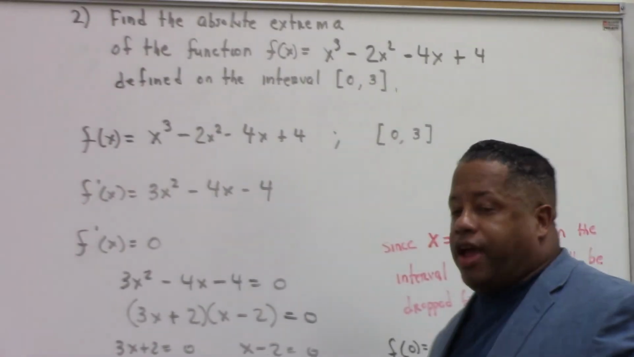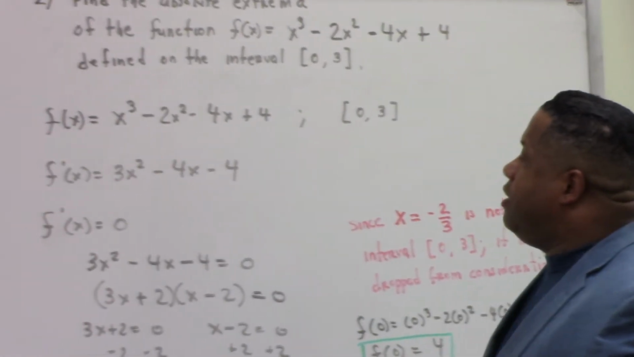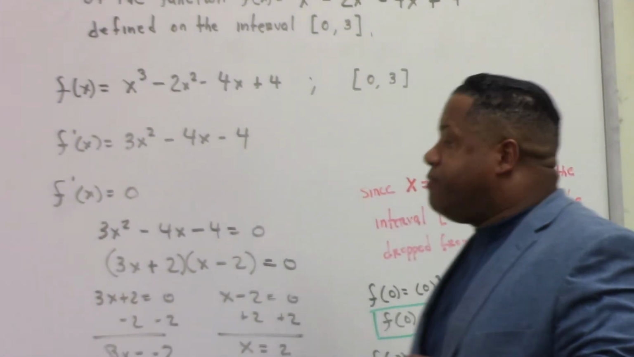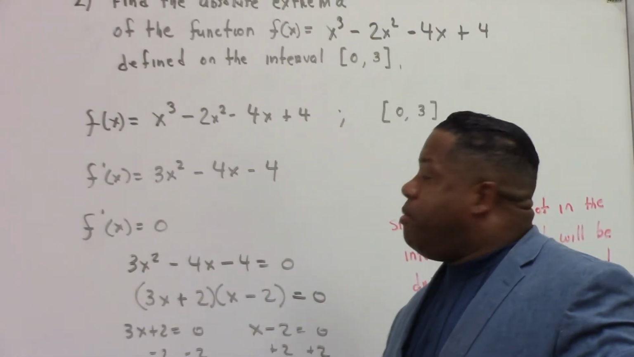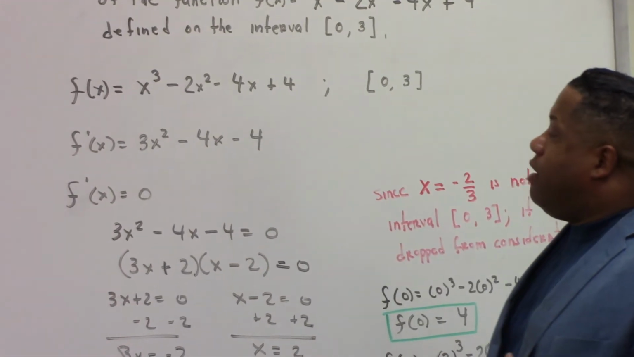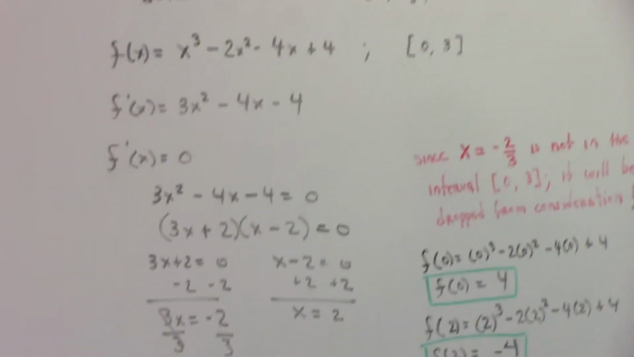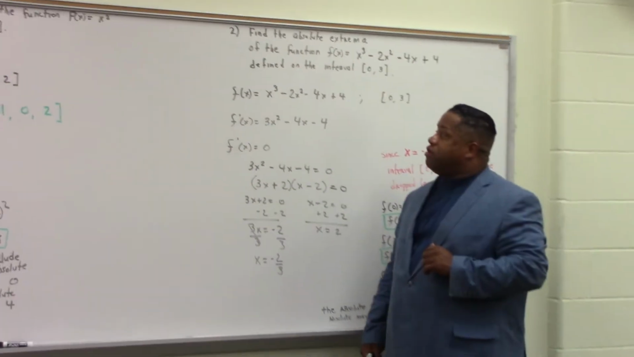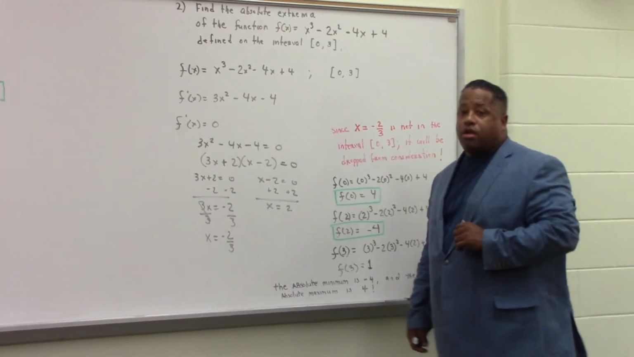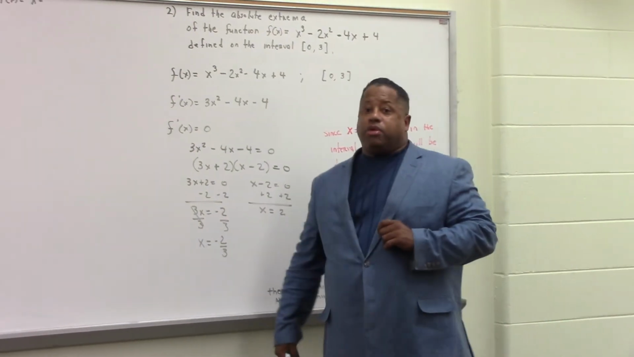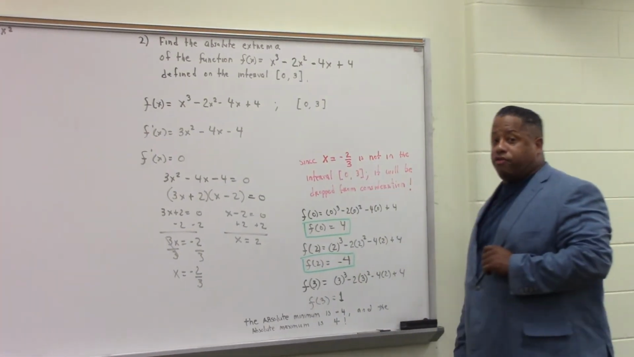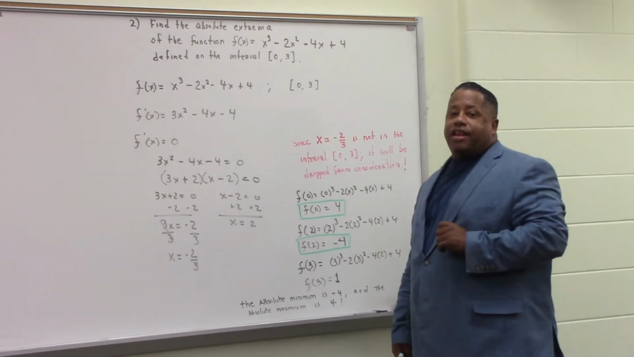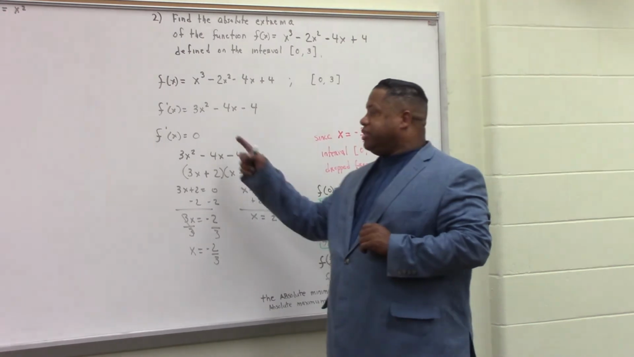So we find the first derivative, which is 3x squared minus 4x minus 4, right? Of course, as you see the original function, x to the third minus 2x squared minus 4x plus 4, its derivative will be 3x squared minus 4x minus 4. So we set f prime of x equal to 0.